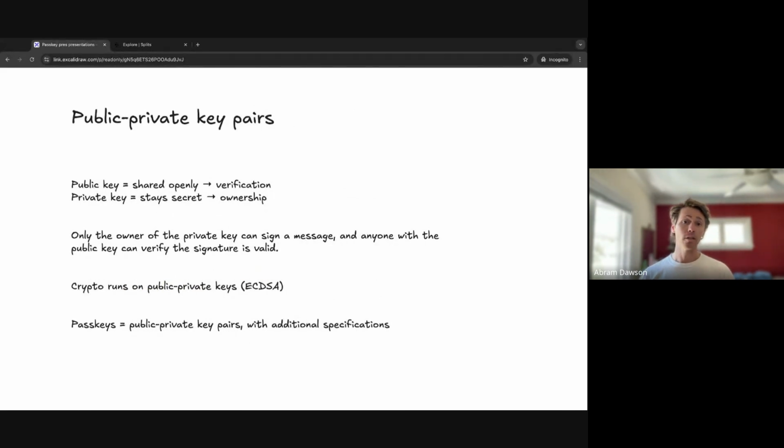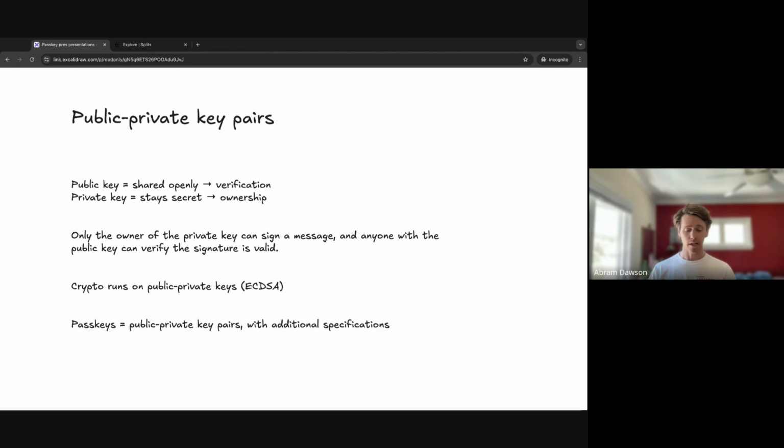Public-private key pairs are really, really important in cryptography, right? So the public key is shared openly. This would be like your public address, right? That maybe you can point an ENS to, right? And that proves verification. A private key stays secret and that proves ownership. And only the owner of the private key can sign a message, and anyone with the public key can verify that that signature is valid.